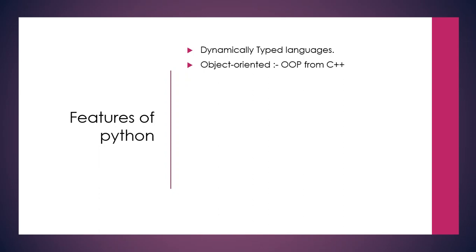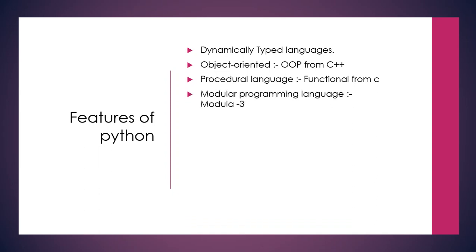Python is object oriented, friend. Yes, it is object oriented. It inherits this feature from C++. Now friend, Python is also a procedural language. Actually, it inherited this feature from the C language. It is also a modular language. Yes friend, it is not only object oriented and procedural, it is also a modular language. Actually, it inherited this feature from Modula-3. And other, friend, it is also a scripting language. Yes friend, from Perl and shell scripting, it inherits this feature.